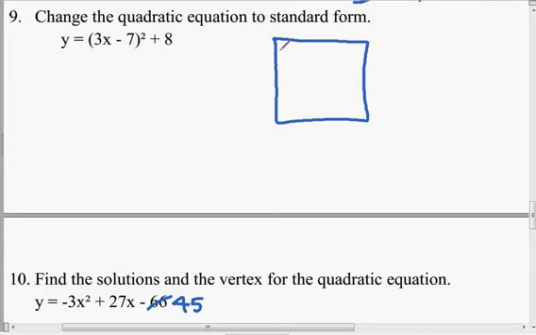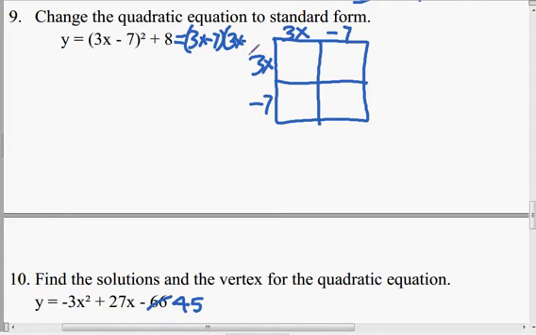And some people are a little unsure about this, but actually our binomials are just 3x minus 7 and 3x minus 7. This actually means 3x minus 7 times 3x minus 7 plus 8. That's what the squared means. So I do 3x times 3x. 3 times 3 is 9. X times x is x squared.